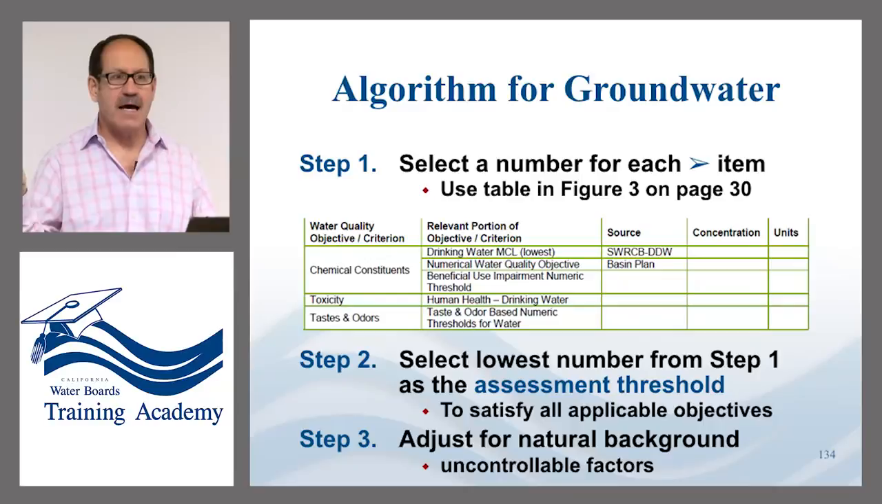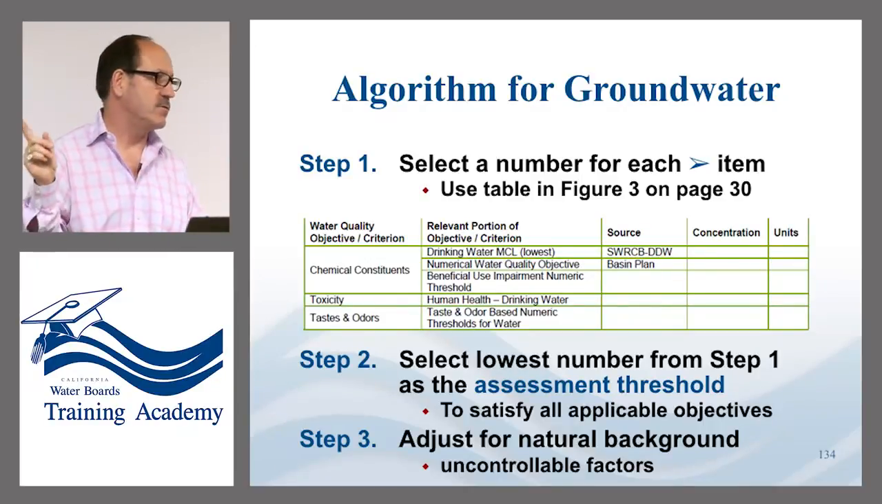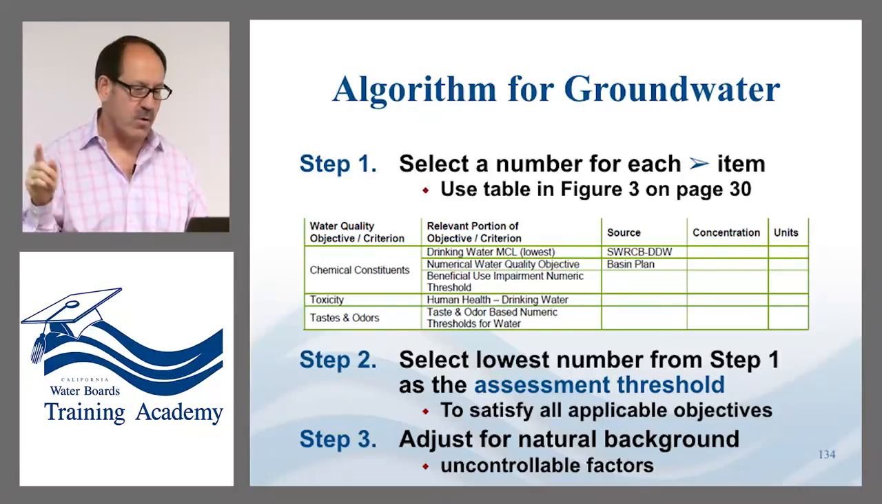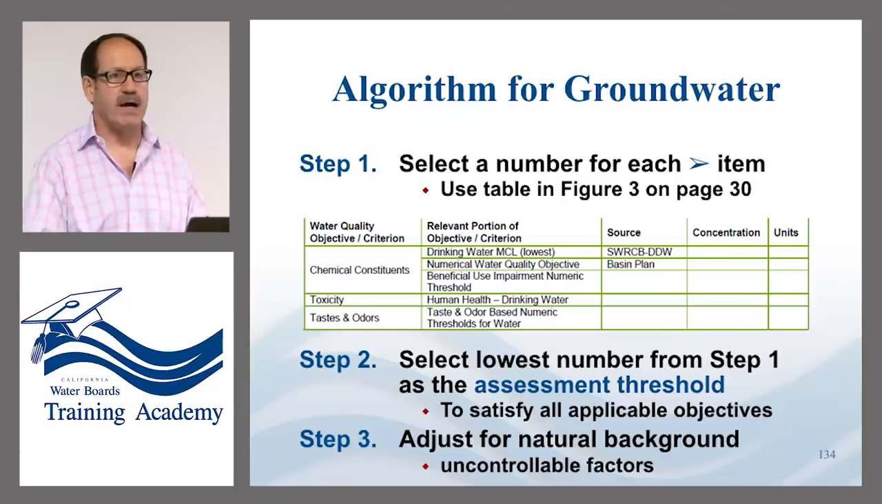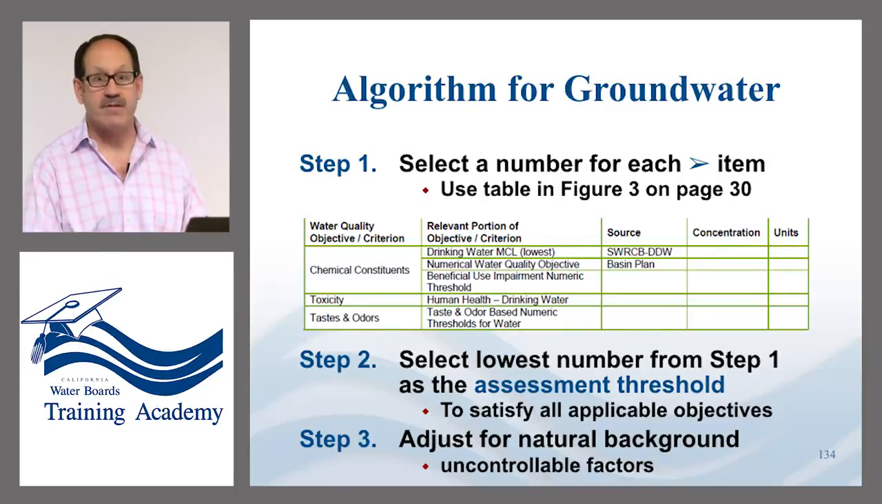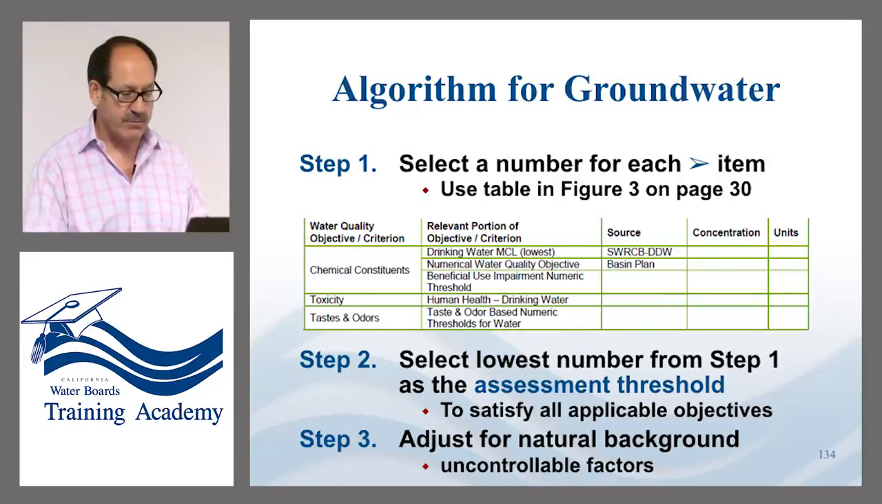Once you've filled that out, step 2 of the algorithm, select the lowest number from this table. That will implement all of these requirements. And then step 3, adjust for natural background upward if natural background is higher than the number you selected in step 2. Any questions about how the groundwater algorithm works?